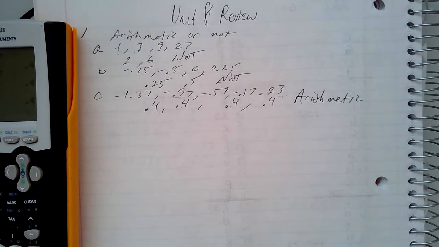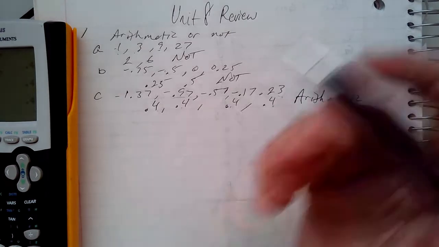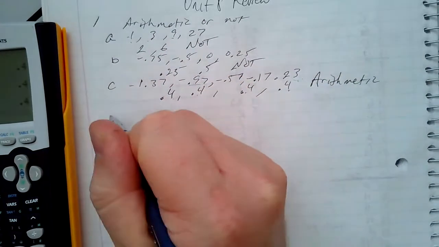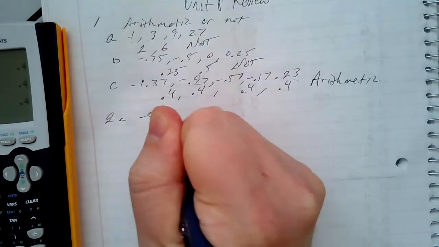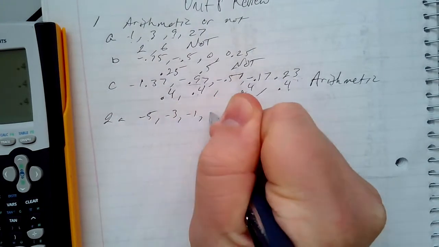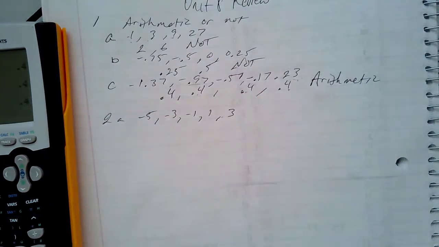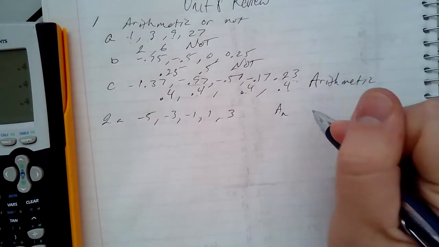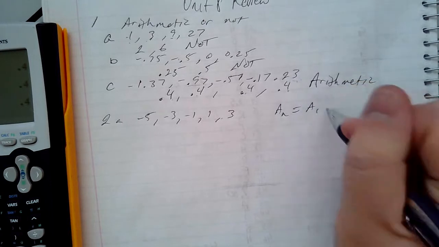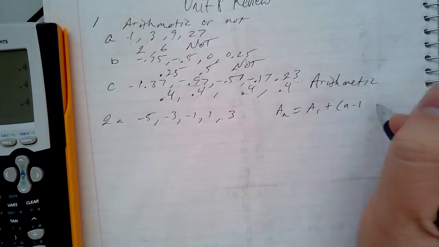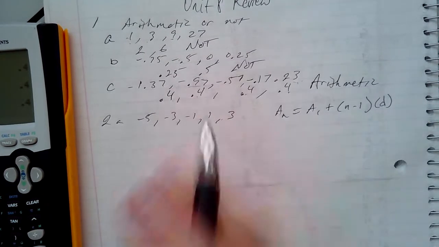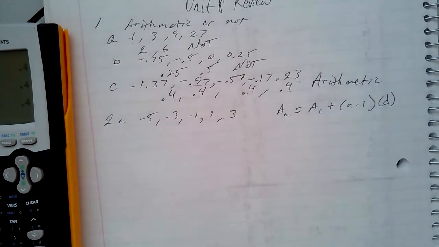Write the formula for the nth term of the sequence. Remember, we only have to do this for arithmetic. So let's see here. 2a says negative 5, negative 3, negative 1, 1, and 3. And recall that our equation is a sub n, that's our nth term equation, is a sub 1 plus n minus 1 times that common difference, right? So we're checking to see if it is a common difference first.